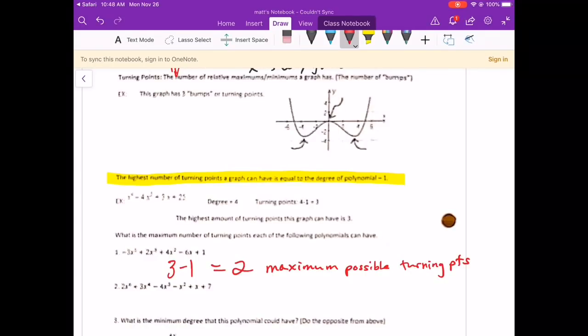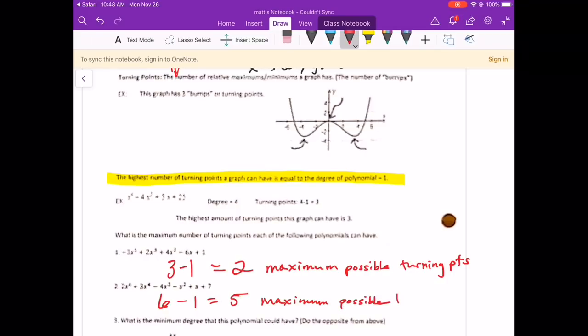Okay, number 2, the degree of this polynomial is 6. Minus 1 is 5, which means 5 maximum possible turning points. Okay, again, the highest power is the degree. Minus 1 will give you the maximum number of possible turning points.